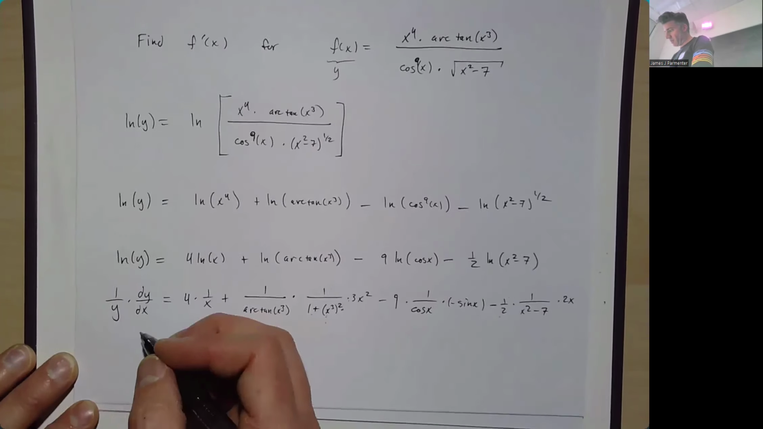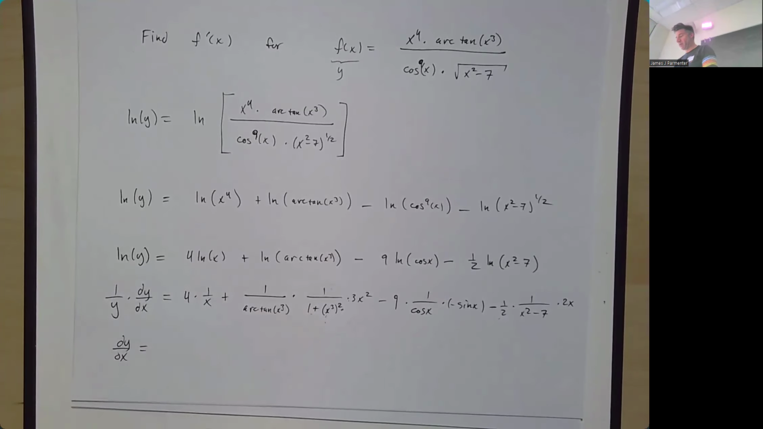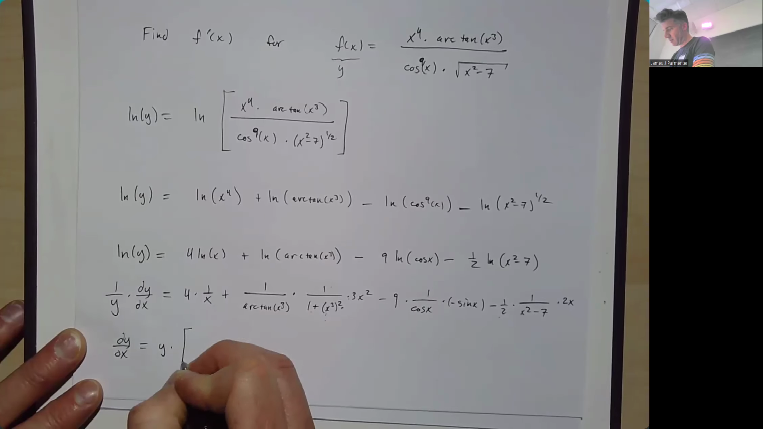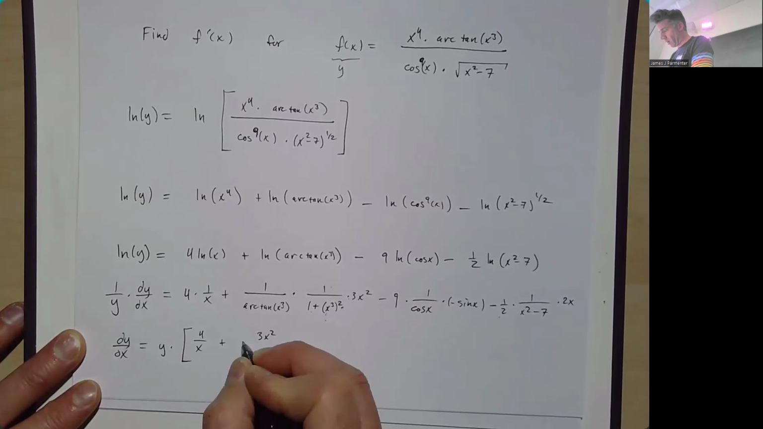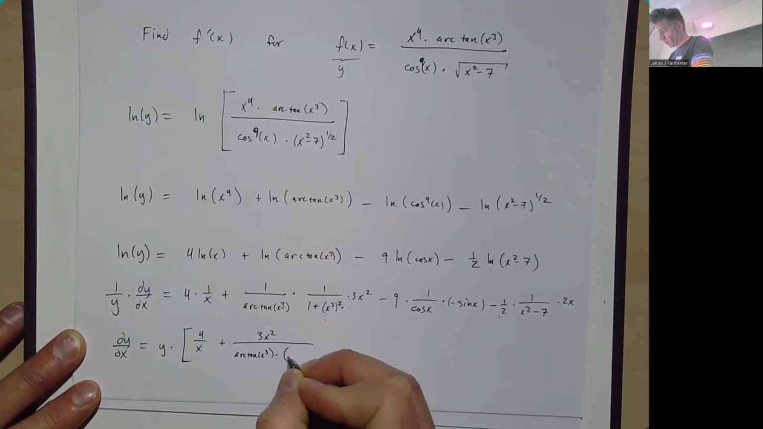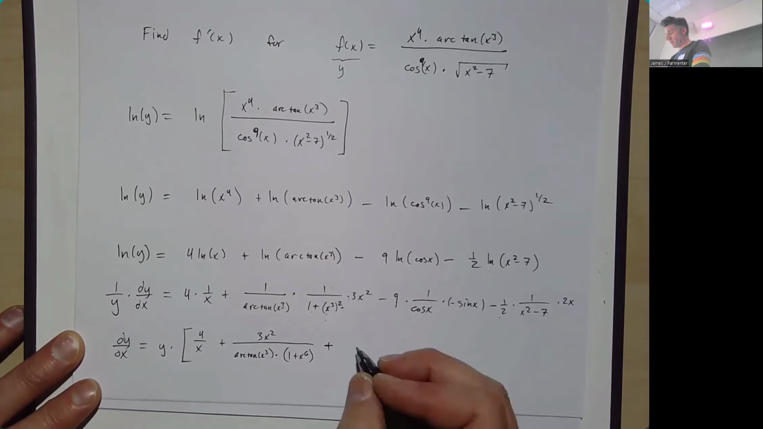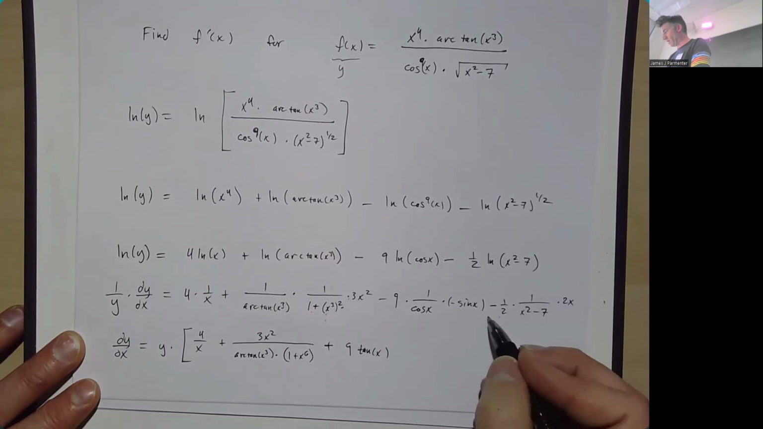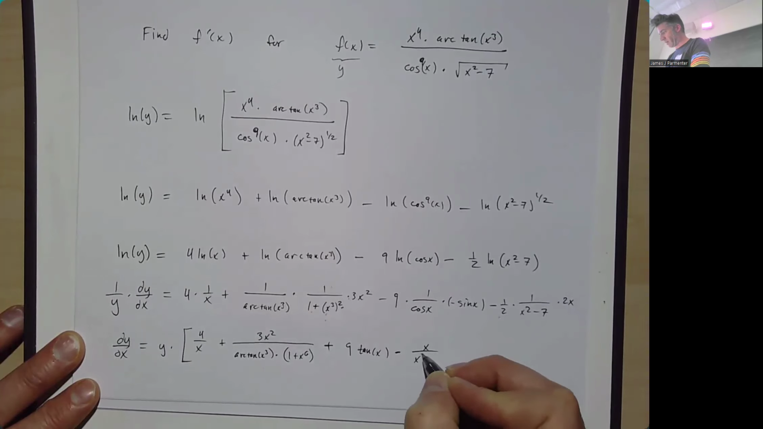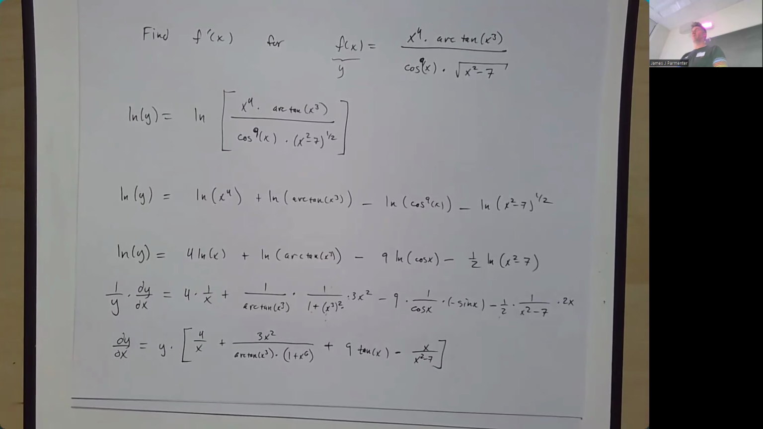So then we'd have that our derivative dy dx, and since I have to rewrite it anyway, I would simplify it. I'm going to write it as y times 4 over x plus 3x squared over arctangent of x cubed times the parentheses 1 plus x to the 6th, plus, because it's a minus, 9 times sine over cosine, which is tangent of x. And then the 2's cancel, and you get minus x over x squared minus 7. And technically I'm not done, but I really don't want to write any more on this problem.